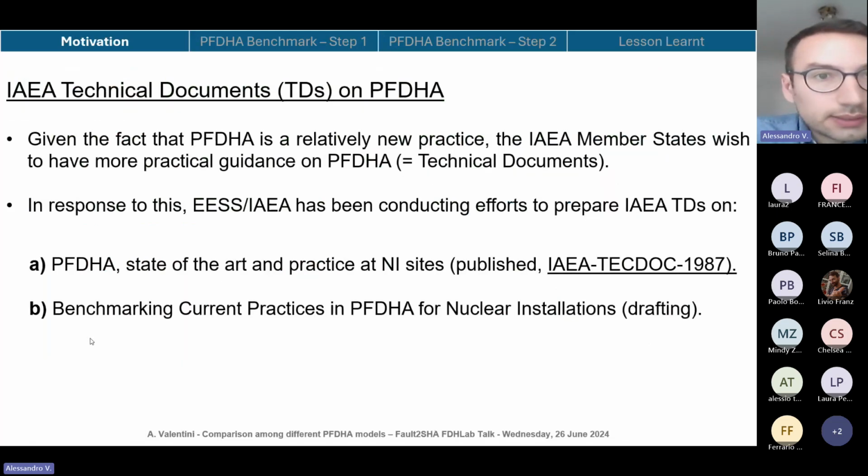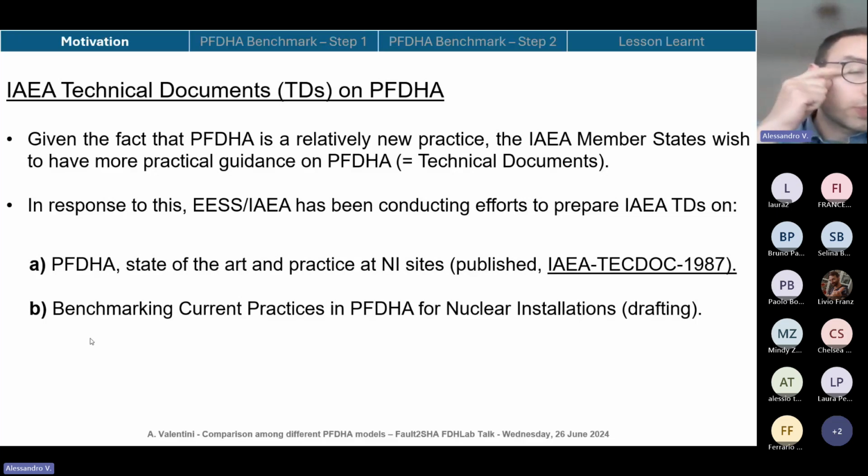So having said that, and also given the fact that PFDHA is quite a new practice, PFDHA was born maybe 25 years ago, but started to be a practice in the last maybe 10 years or less. So for this reason, the IAEA member states wish to have more practical guidance on PFDHA, and this means that they want technical documents to address this topic.